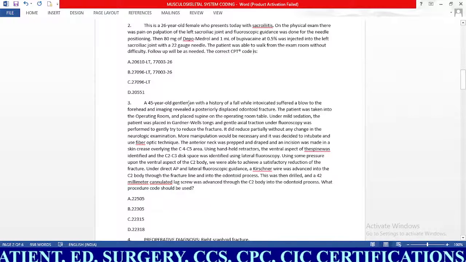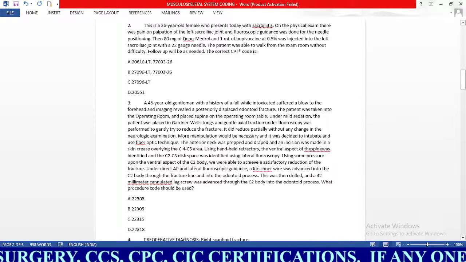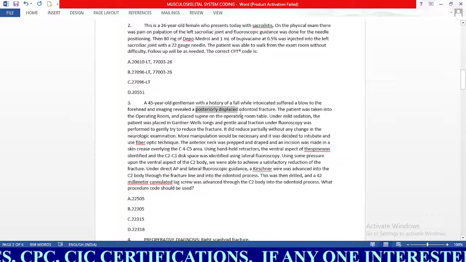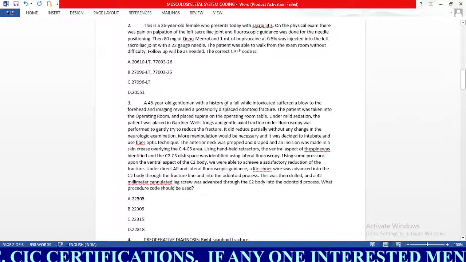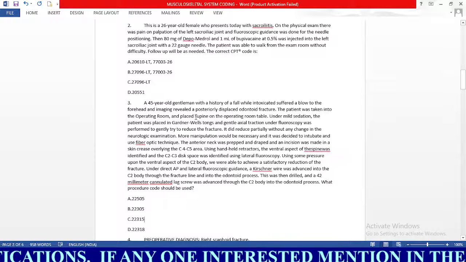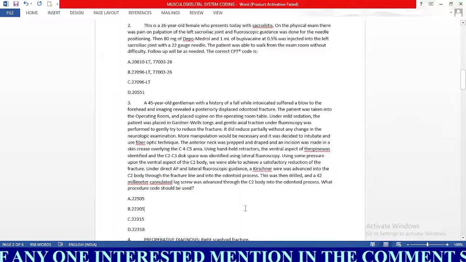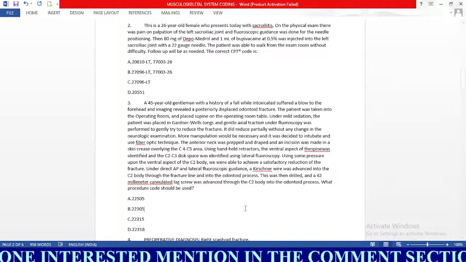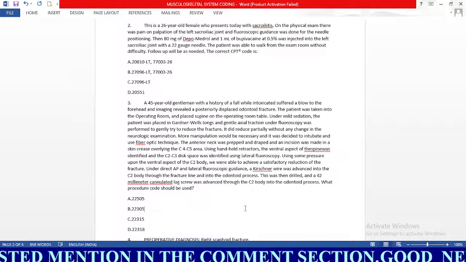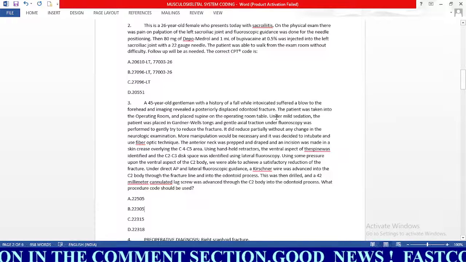A 45-year-old gentleman with a history of a fall while intoxicated suffered a blow to the forehead, and imaging revealed a posteriorly displaced odontoid fracture. This is the keyword here. The patient was taken to the operating room and placed supine. Supine is the keyword here. Whenever we code spine procedures, the position of the patient plays a very important role, so we need to check the position of the patient. The patient was placed in supine position on the operating room table.